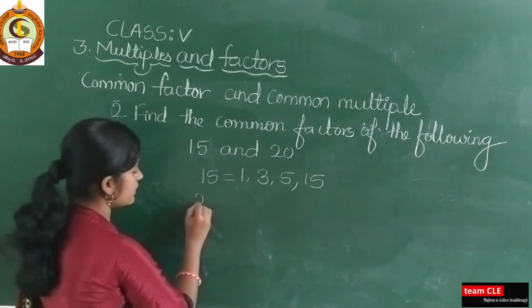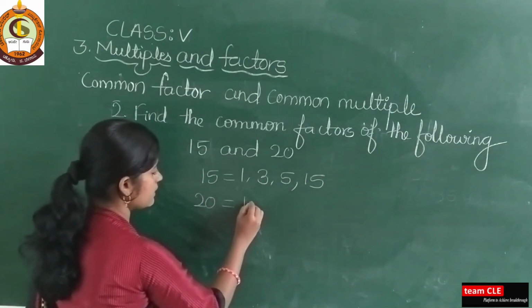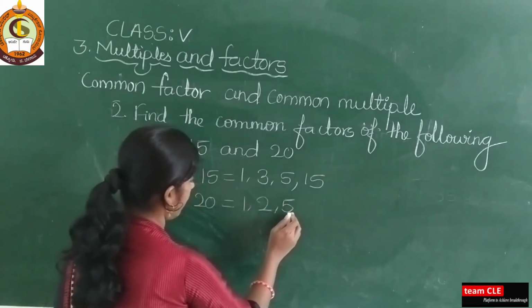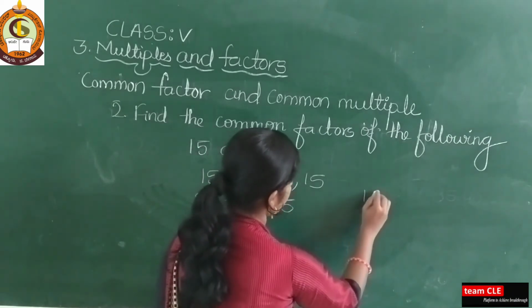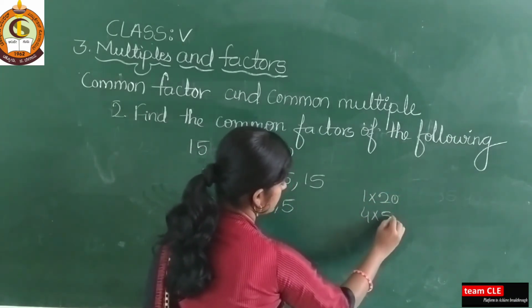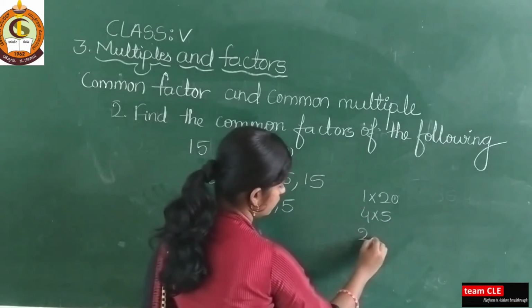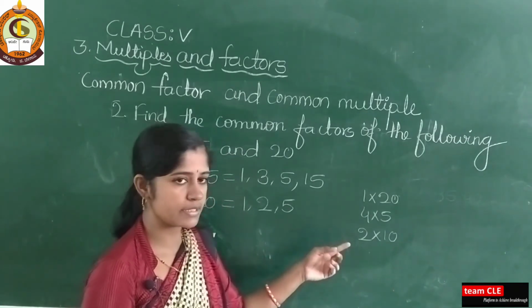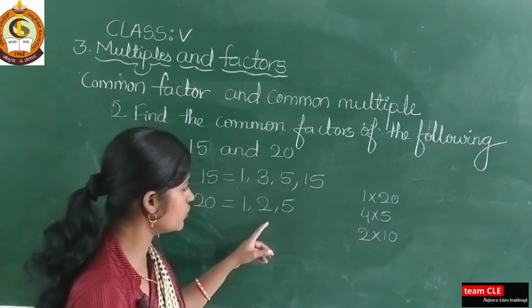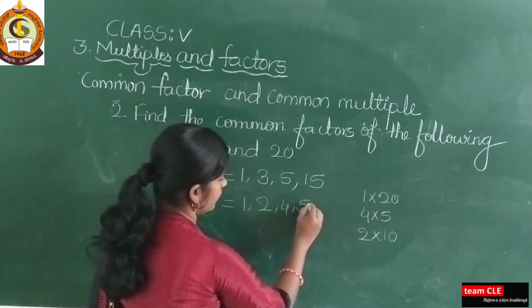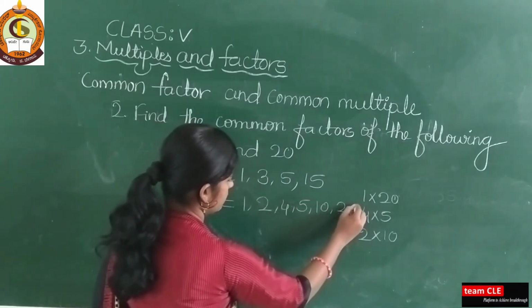Next, 20 is there in which table? It is there in the 1 ones table, 2 tens, 4 fives, 5 fours. See here, it is there in 1 twenty, 4 fives, 5 fours, 2 tens, 10 twos. Okay. Other than this it is not there in any other table. Arrange in ascending order. So write here 1, next 2, 4, 5, 10, 20.